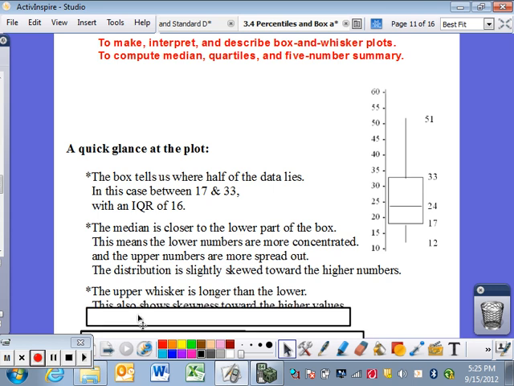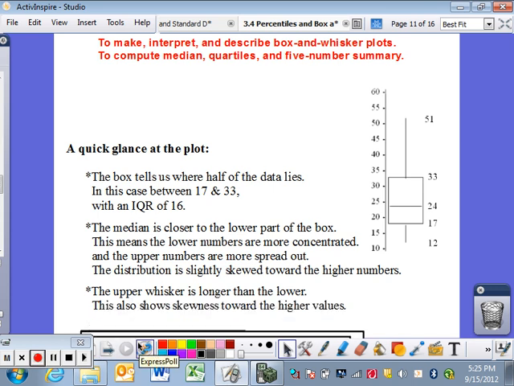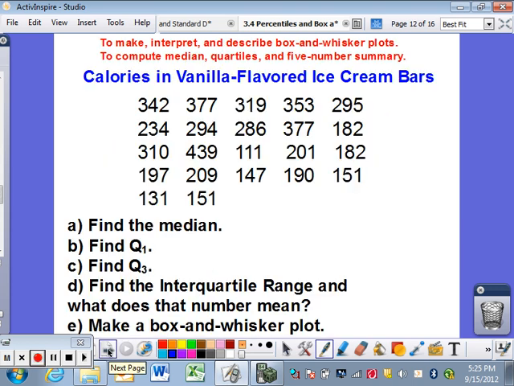The upper whisker is longer than the lower. What I mean by that is this whisker is longer than this one. The same number of data points fall in this one as in that one. It just takes a longer number value to get there. There's still 25% of your data down here and 25% of your data up there in that whisker, but the distance from 33 to 51 is longer than 12 to 17. Okay, here's another example.